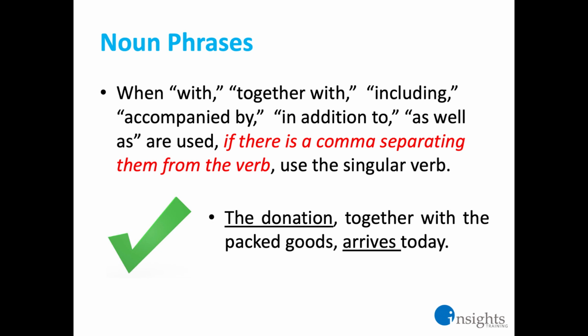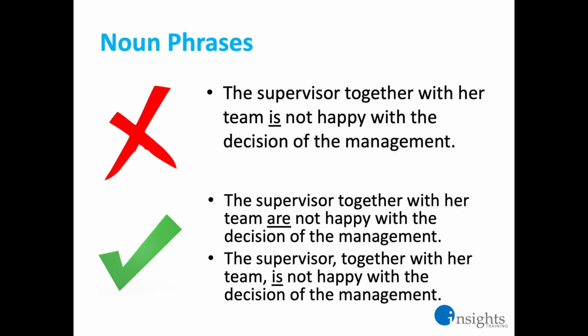When, with, together with, including, accompanied by, in addition to, as well as are used, if there is a comma separating them from the verb, use the singular verb. For example, the donation, together with the packed goods, arrives today. Check the examples below.